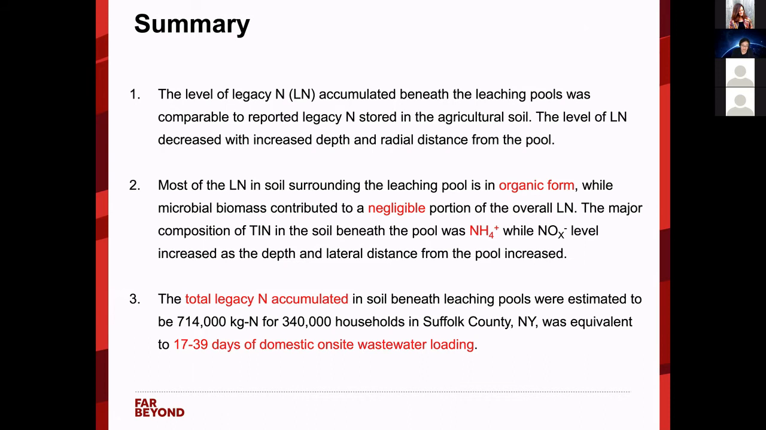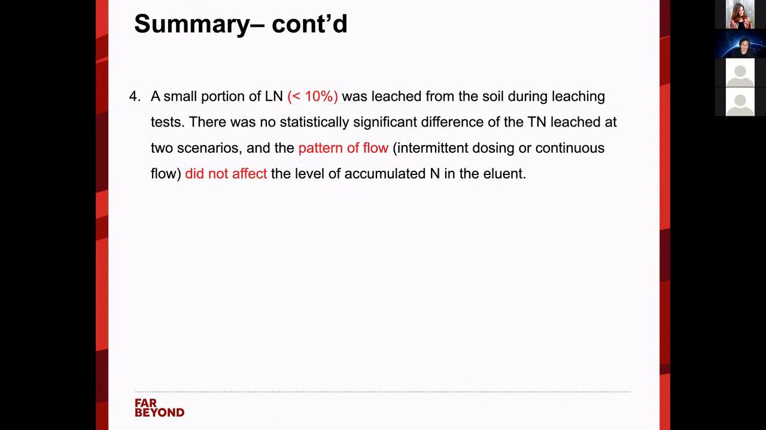The total leaching nitrogen accumulated in the soil beneath the leaching pools was estimated to be over 700,000 kilograms of nitrogen for the over 300,000 households in Suffolk County. This level was equivalent to about 17 to 39 days of domestic onsite wastewater loading. Based on our leaching experiment, we found a small portion of the leaching nitrogen was leached out from the soil. And there was no statistically significant difference in the TN leached between the two flow scenarios. So basically, the flow pattern and the flow rate did not affect the level of accumulated nitrogen in the effluent.